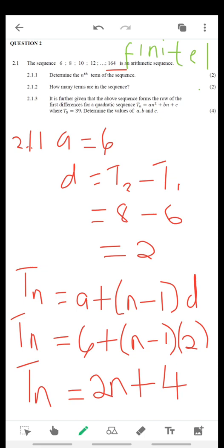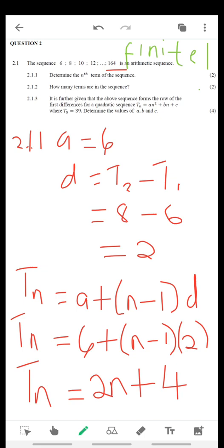Remember, what's the nth term? The nth term is the formula. So you need to know what A is and what D is. How do you find A? A is the first term, which is 6. Then D will be T2 minus T1, which is 8 minus 6, and we are getting 2. Then the formula is Tn equals A plus n minus 1 times D, where A is 6, plus n minus 1 all times D, which is 2. 2 times n is 2n, 2 times minus 1 is minus 2. Minus 2 plus 6 is plus 4.